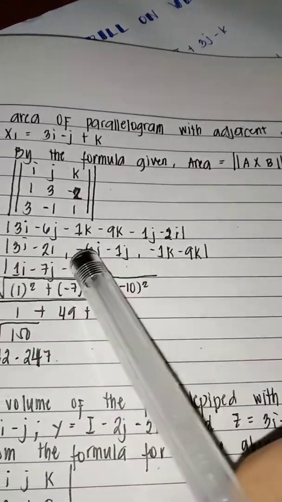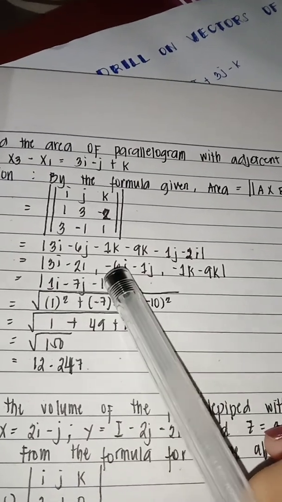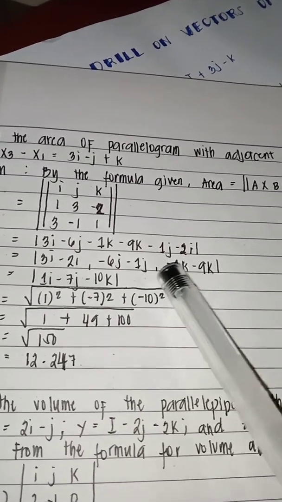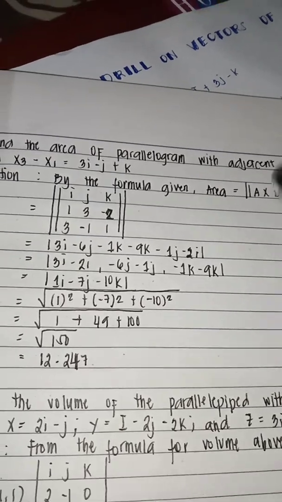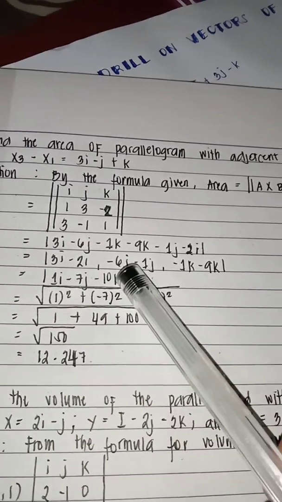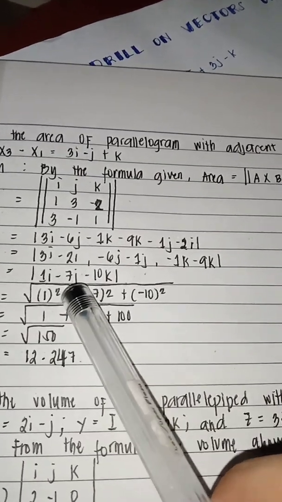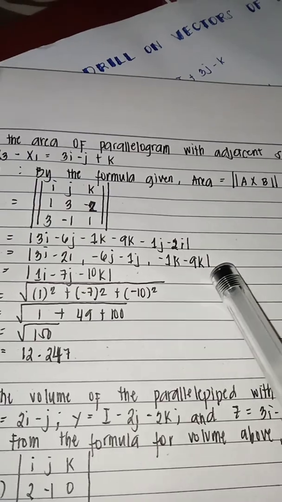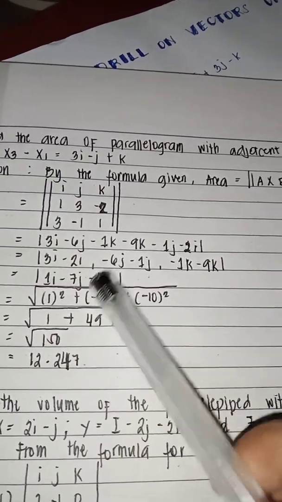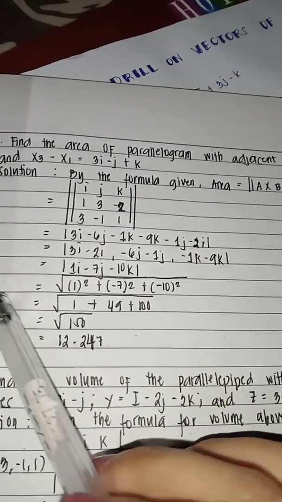So, combine like terms: 3i minus 2i, negative 6j minus 1j, 1k minus 9k. 3i minus 2i is equal to 1i. Negative 6j minus 1j is equal to negative 7j. 1k minus 9k is equal to negative 10k. So next we will take the square root.